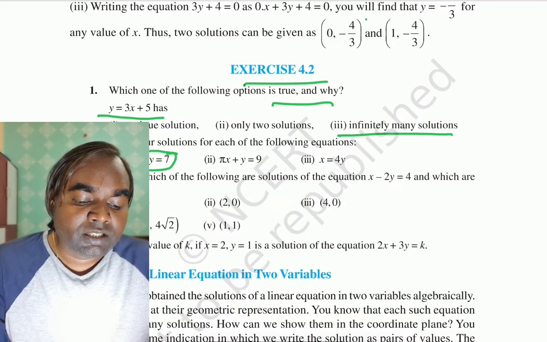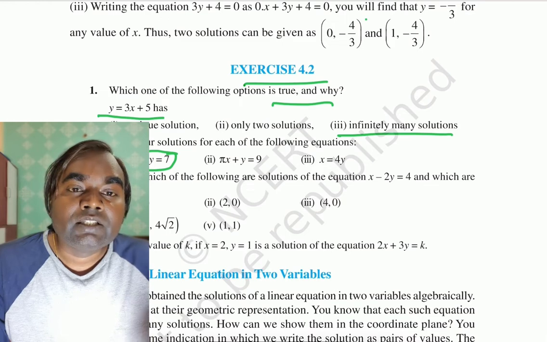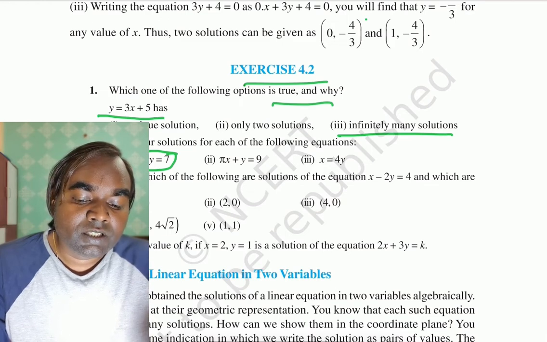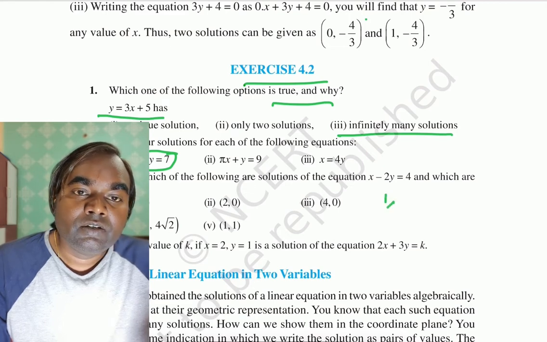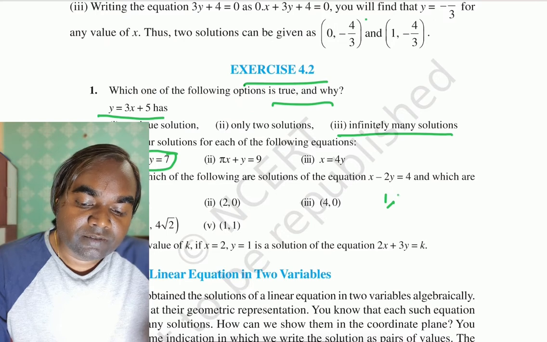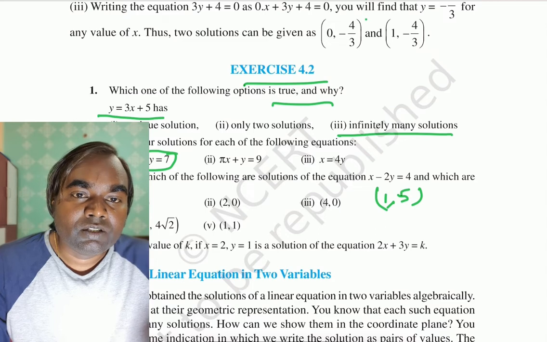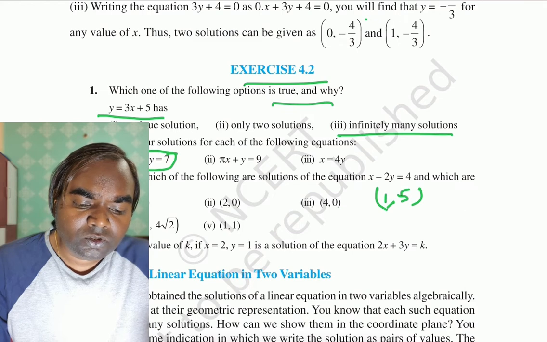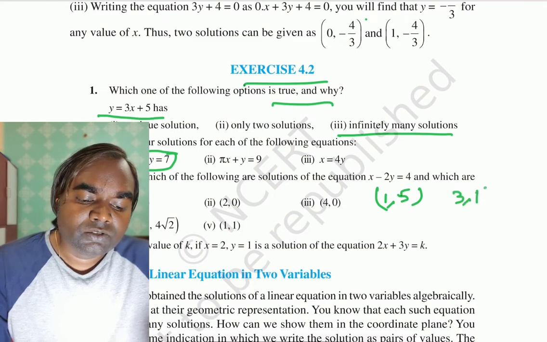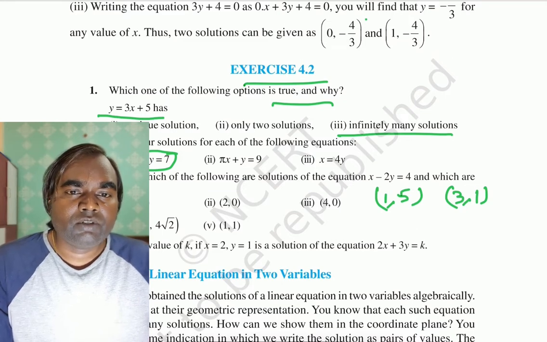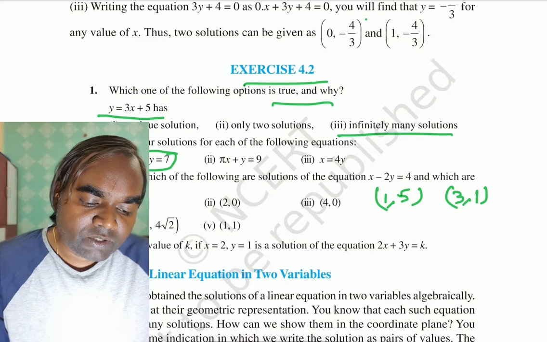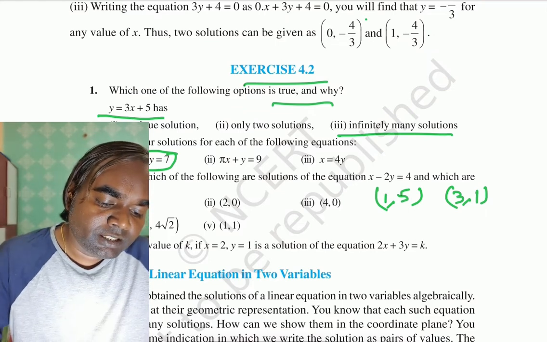So what may be the others? Suppose you want the solution for x equal to 1. That means x is 1, and the value of y will be 5. So (1, 5) is the third solution. Now suppose you keep y equal to 1, so the value of x will be 3. So (3, 1) is another solution, and the other two solutions you get from substituting x equal to 0 and y equal to 0. Similarly, you can solve this problem number 3.